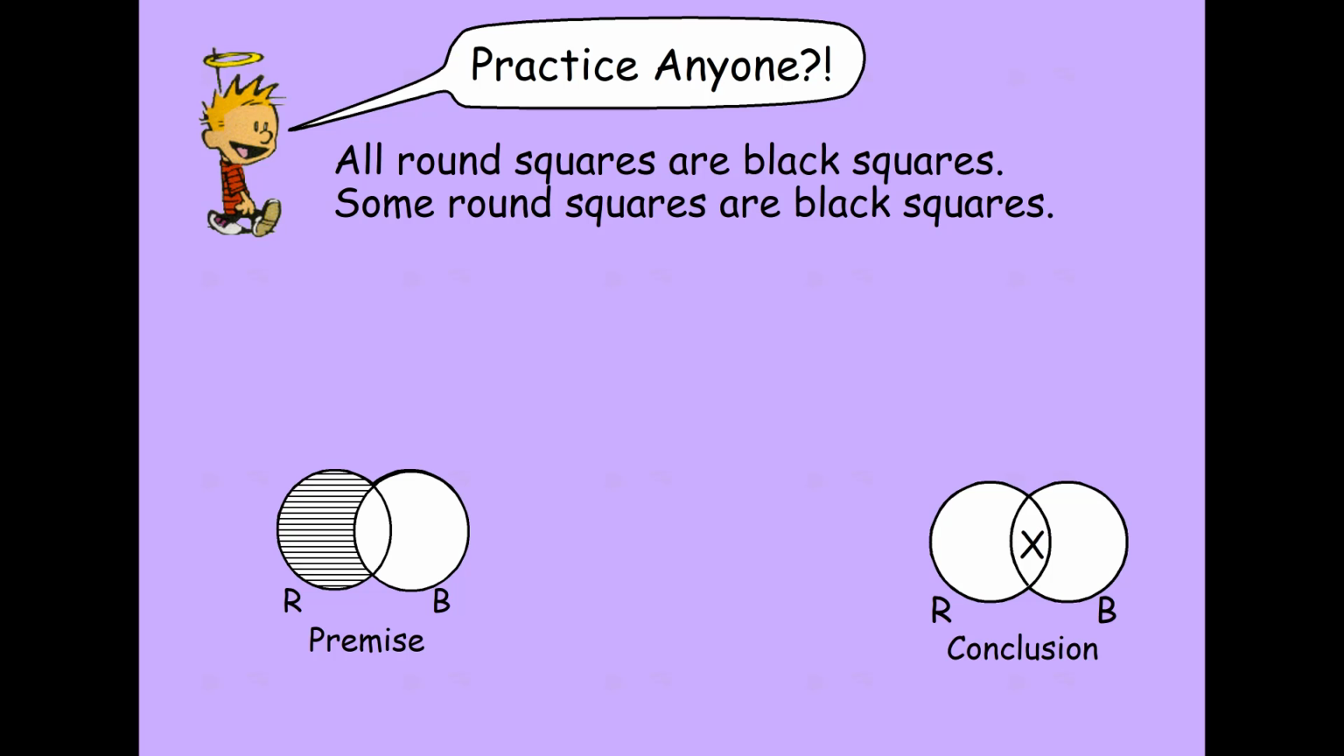I look at my premise diagram. Here's what has to be true to make my premise true. Area 1 has to be empty. Nothing else has to be true to make my premise true. That's the way the world has to be. So I'm not guaranteed to have an X in that intersection, in that area 3, something that is both an R and a B. And so this argument is invalid in Boolean. It's possible for the premise to be true without guaranteeing the conclusion is true.